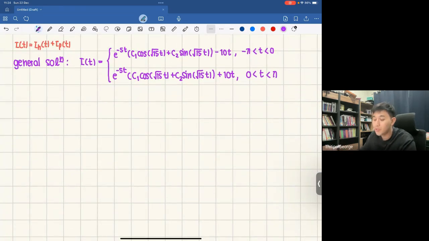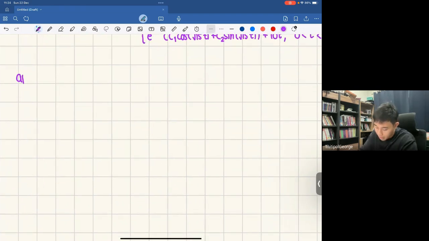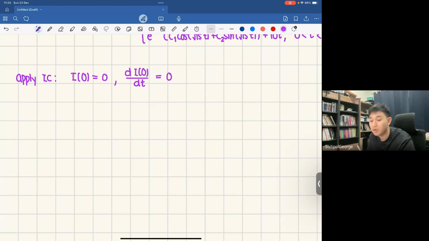But actually, we do have the constant left, right? So we can apply our initial conditions to solve for this one. So the first one, we know that I(0) is supposed to be 0, while dI/dt is supposed to be 0 also, at t equals 0.